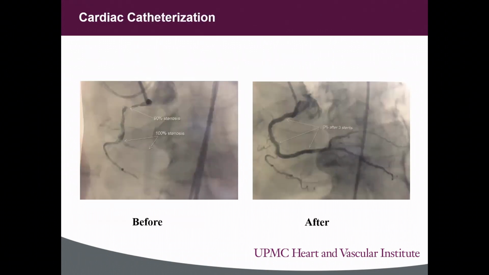Here you can see in the before pictures that the patient had disease throughout the right coronary artery, 90% stenosis in the proximal portion, and then in the more distal portion, going into 100% stenosis. You can see that the patient ultimately had 3 stents placed throughout the artery, and he now has good flow, TIMI 3 flow, throughout the vessel.